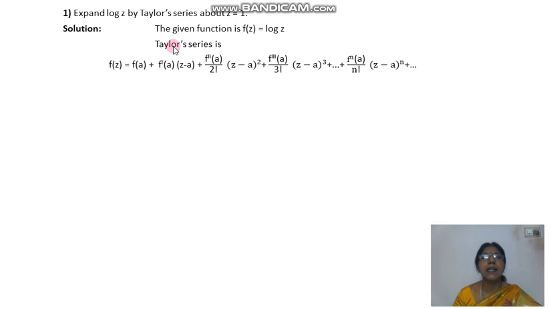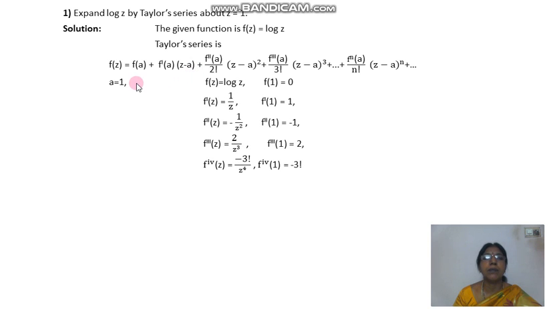The Taylor series about z is equal to a is this. F of z is equal to f of a plus f dash a and so on. Okay, about which point we are going to expand? 1. And in place of a you put 1. In place of a you put 1. Okay, a is equal to 1. Now we have, let f of z be the function. What is the Taylor series? F of a, f dash is there, f double dash is there, f triple dash and so on. Derivatives. We need derivatives of the function.